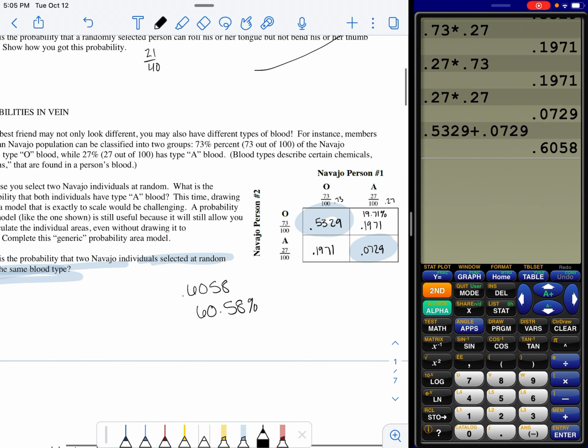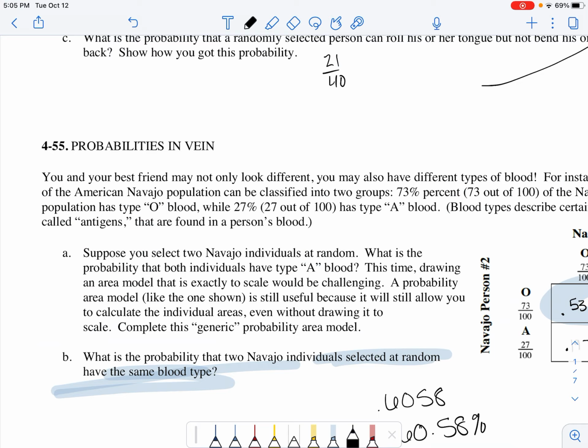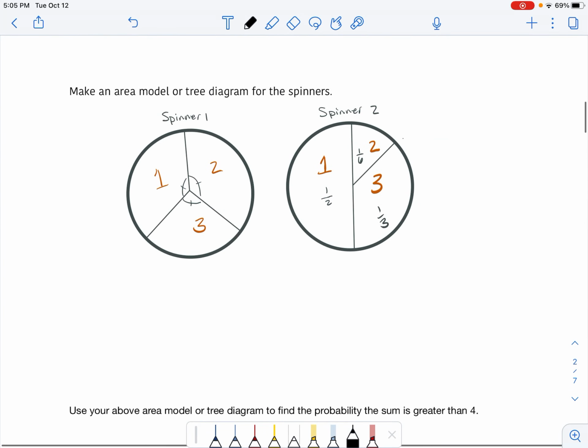Okay, so I'll leave some for you to do. I just wanted to give you a little overview of it. I'll do one more here. We'll learn more about a tree diagram in the upcoming days.